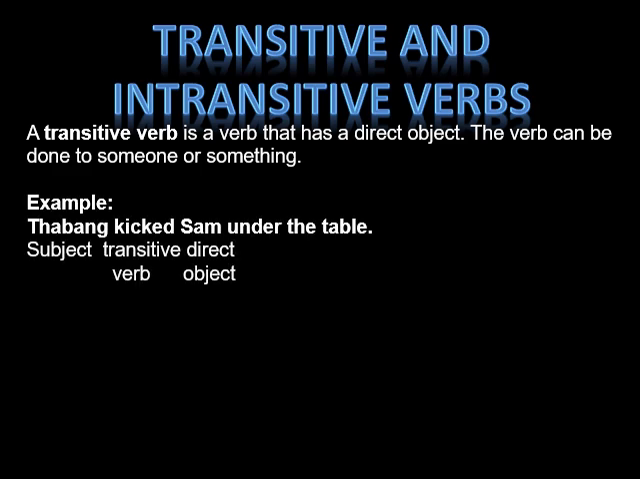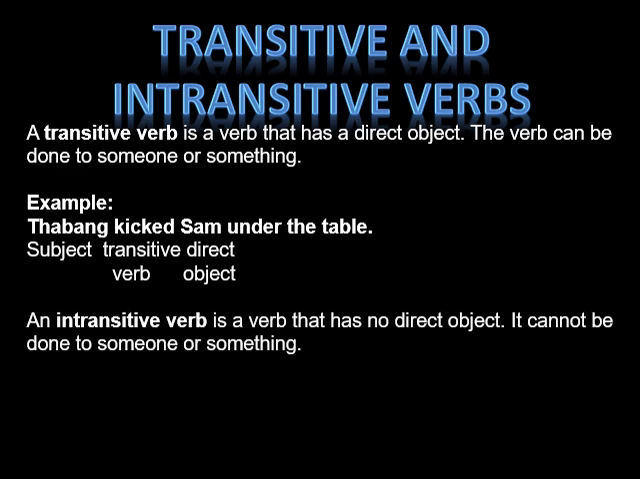So here's an example. Tabang kicked Sam under the table. So you can find the verb kicked, subject, who kicked Sam under the table? Tabang, so Tabang is your subject. Now, is there an object? Tabang kicked who? Yes, he kicked Sam. So there is a direct object. Under the table is a phrase telling us where he kicked Sam. Right? So that's not part of the subject or the object.